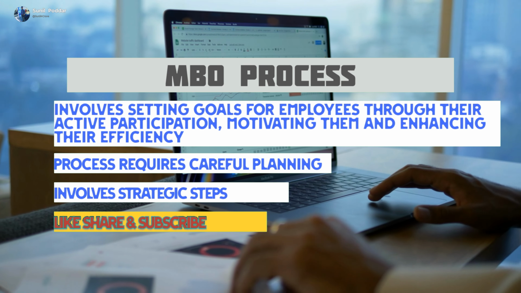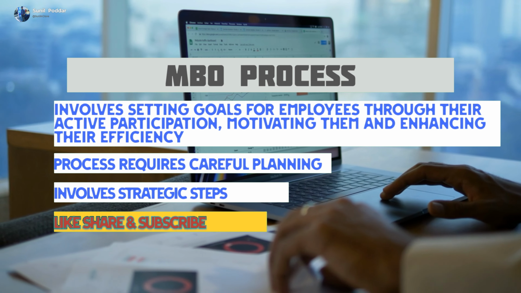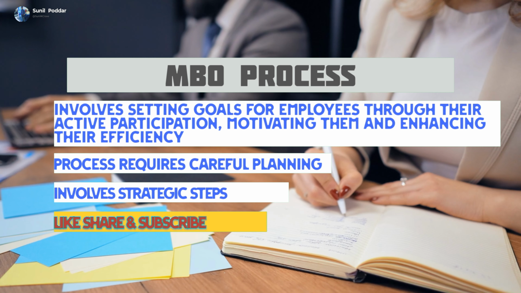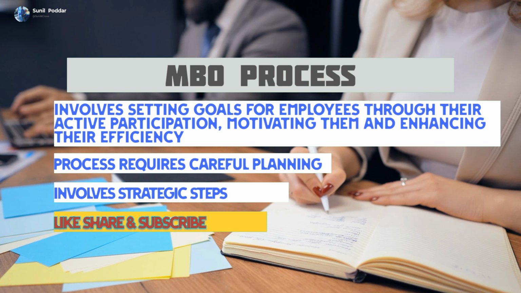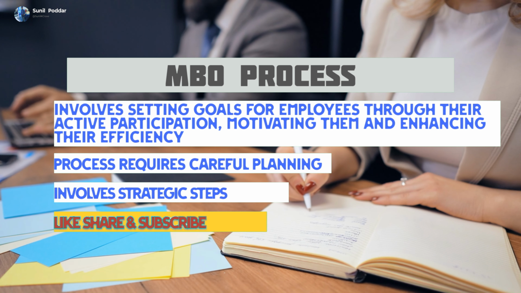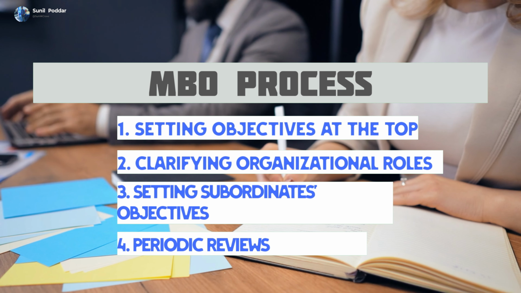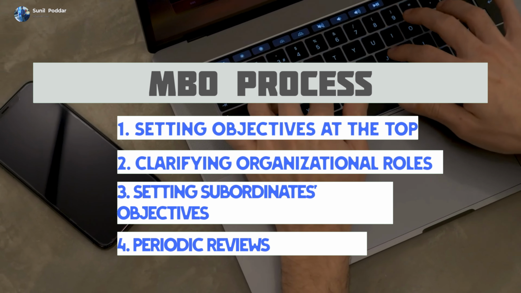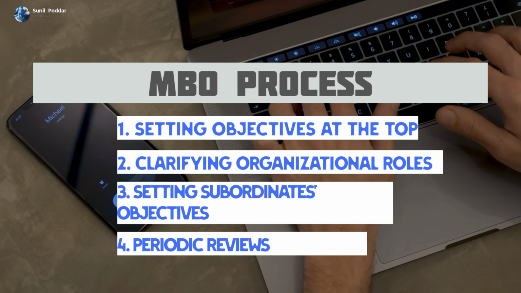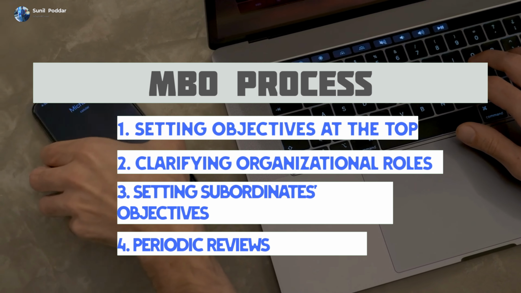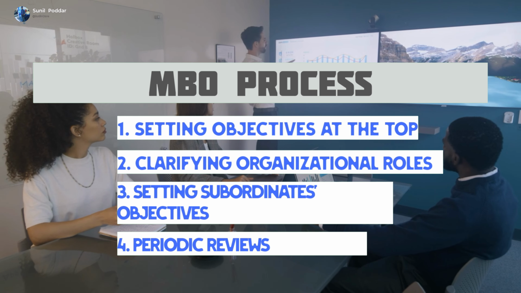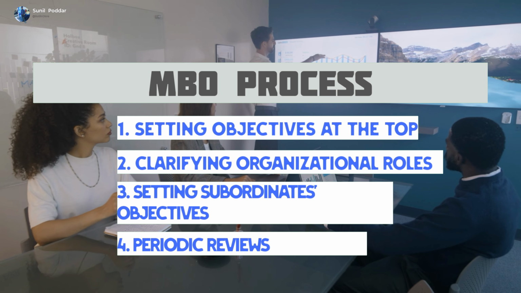Management by objective process. It involves setting goals for employees through their active participation, motivating them, and enhancing their efficiency. The process requires careful planning and involves steps. Setting objectives at the top. The top management analyzes the organizational mission and converts it into specific goals for a defined period. For example, quarterly, annually, or longer. These goals guide the overall direction of the organization and are often aligned with the project timeline or budgets.